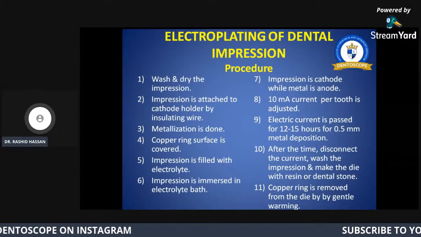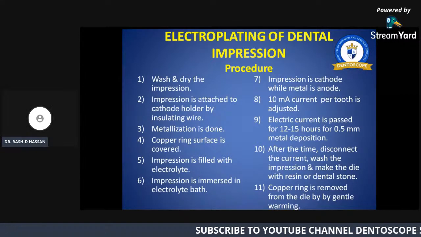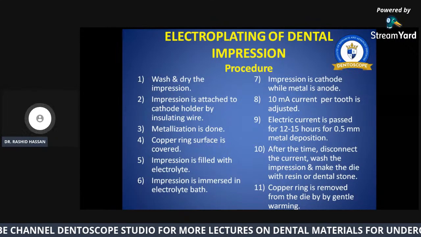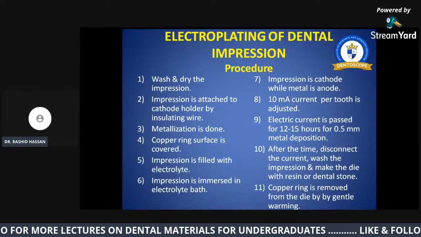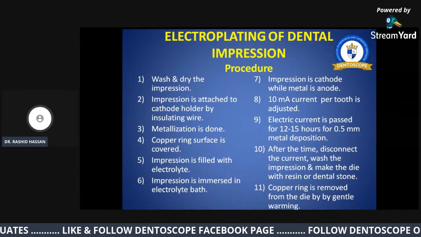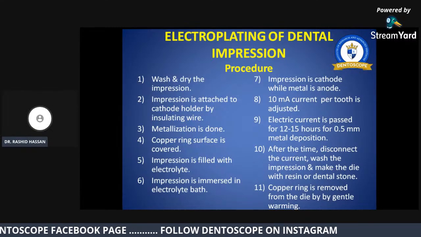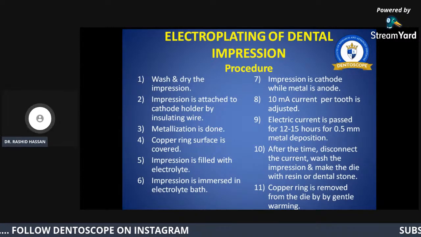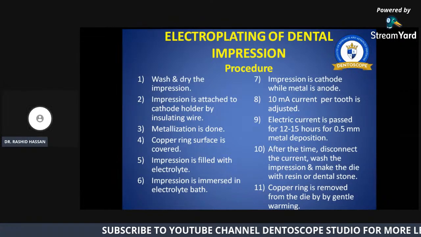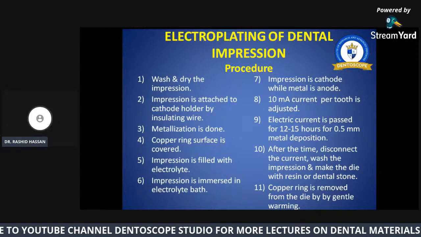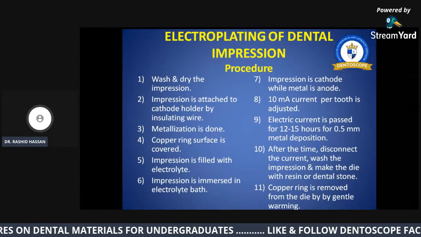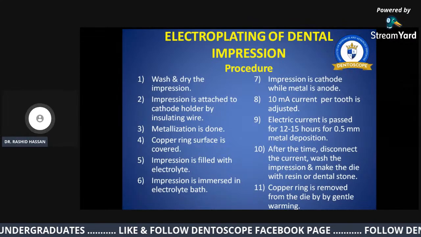First, we wash and dry the impression material. You just record the impression, you wash and dry it. Then the second point is the impression is attached to the cathode holder by the insulating wire. The metal which you want to deposit onto the impression material is attached to the anode. The metallization is done with the graphite powder; you just spread it on the dental impression.